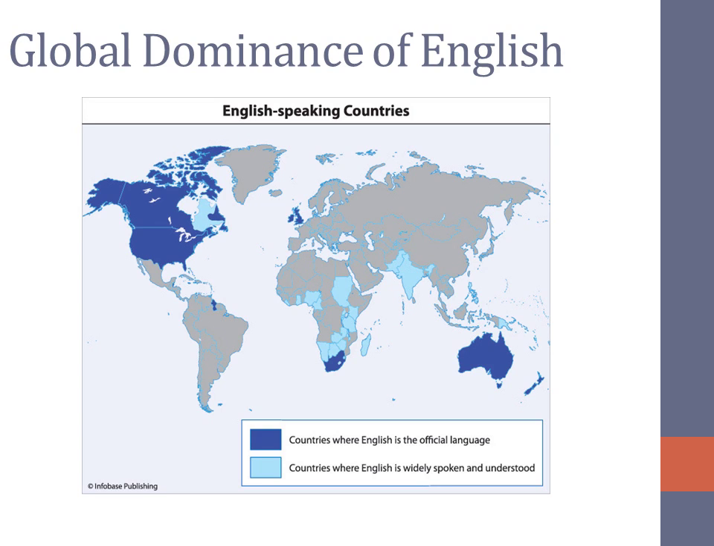This map shows the countries where English is the official language either by law or by practice. In the dark blue nations, it's the official language, except in the United States, we know it's not official, but it's the de facto official language. The light blue colored nations are those where English is widely spoken and understood. According to some scholars, about a quarter of the world's population can communicate in English.